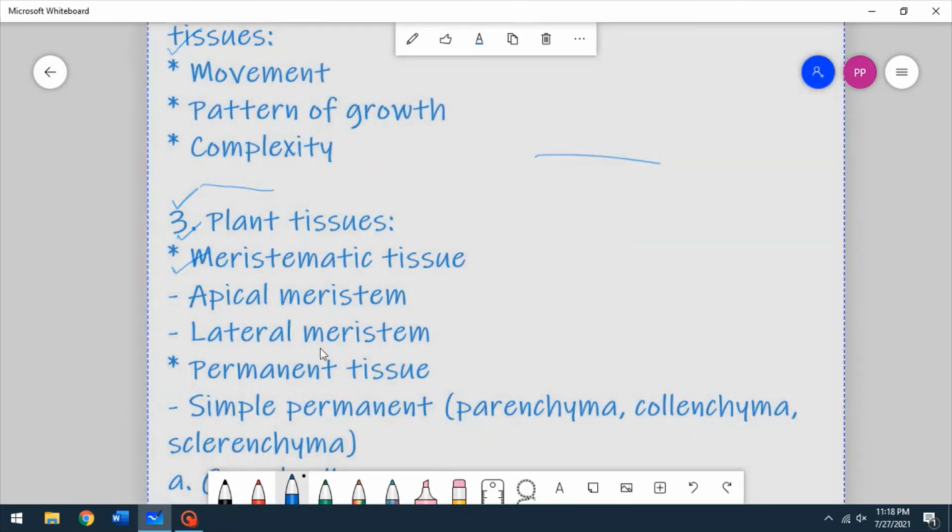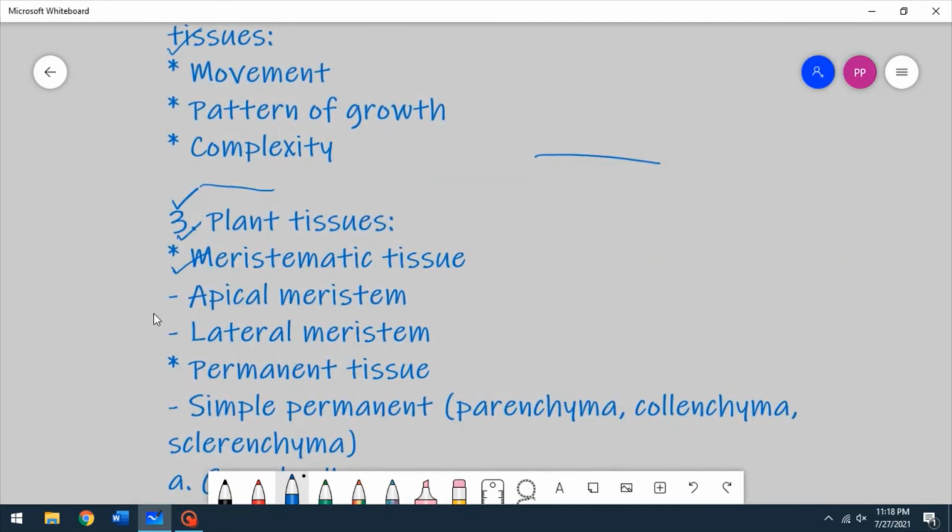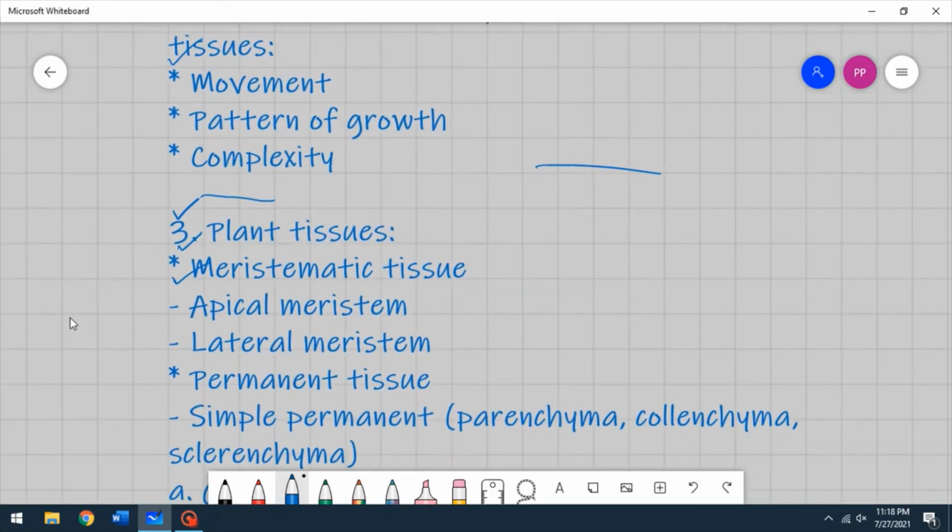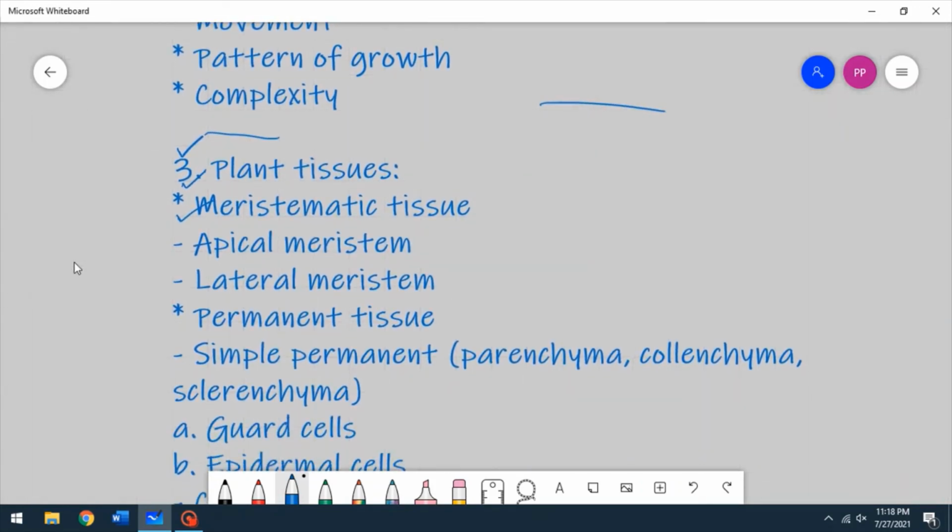So the first thing we talked about in plant tissues was meristematic tissue. We talked about apical meristem, lateral meristem, and I forgot to mention intercalary meristem. Apical meristem is present at the top of the plant, at the apex or the topmost part. It is in charge of longitudinal or vertical growth. Lateral meristem is in charge of growth widthwise, and intercalary meristem is present in the nodes of the plant.